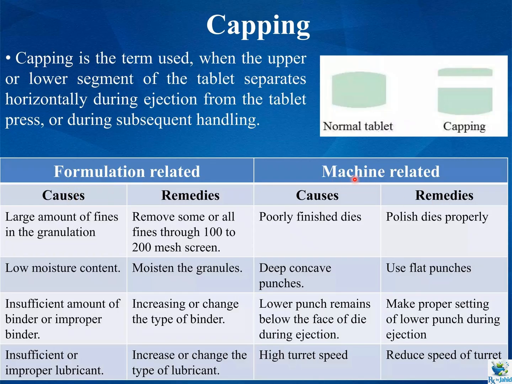So let's see the machine related causes. Poorly finished dies can cause this problem. Deep concave punches. Lower punch remains below the face of die during ejection. And lastly, high turret speed.